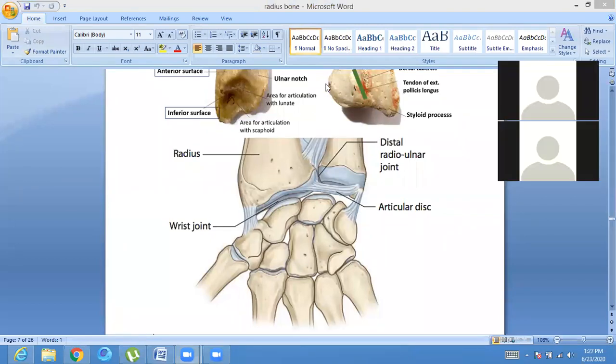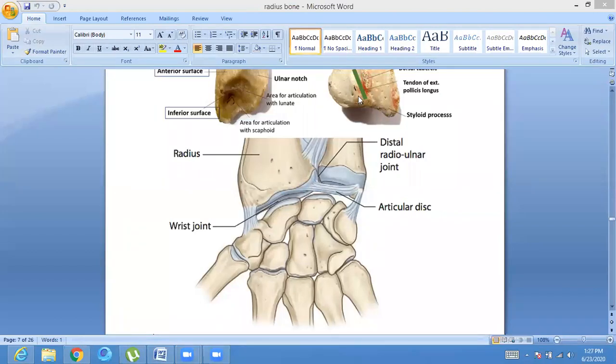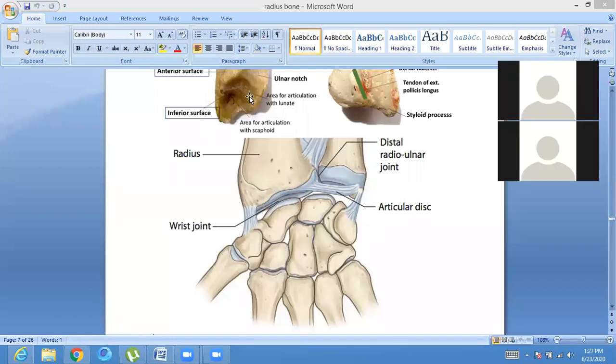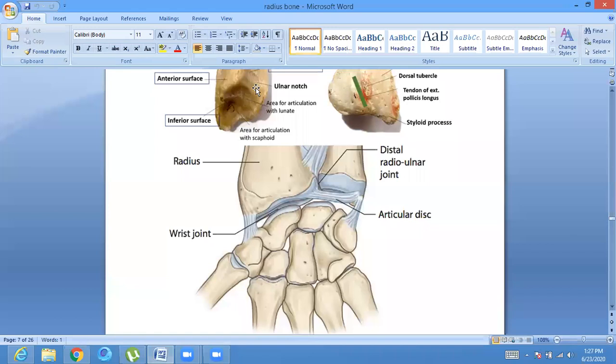Okay, so we are going to start now. I was talking about the attachment of the triangular disc. The triangular fibrocartilage disc is attached to the ridge present between the inferior surface and the medial surface of the ulnar notch, and this articular disc is attached there.